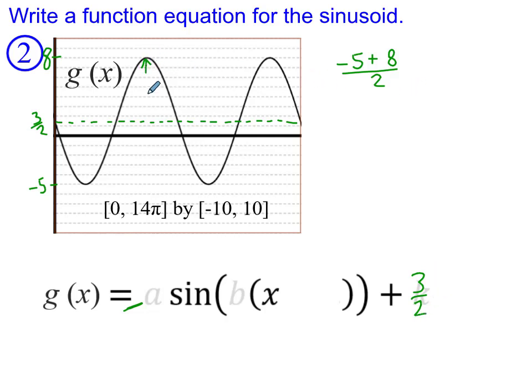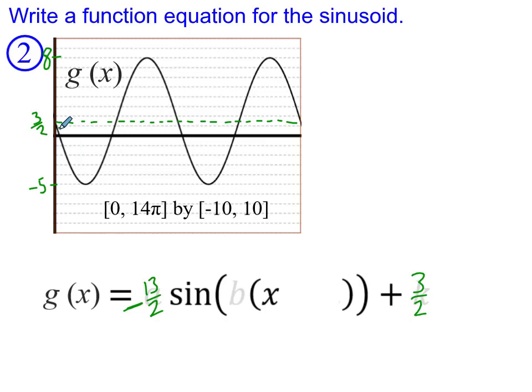Now the height of this mountain, the distance between 3 halves and 8, that's going to be 6.5 or 13 halves if you prefer. That's the same distance down into the valley, right? So either write 6.5 or 13 halves here as the a, and as we discussed earlier, we'll have a negative sign in front to make this graph start by going into the valley.